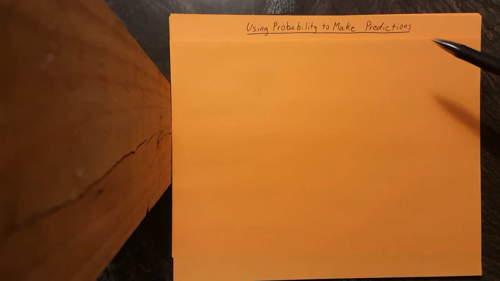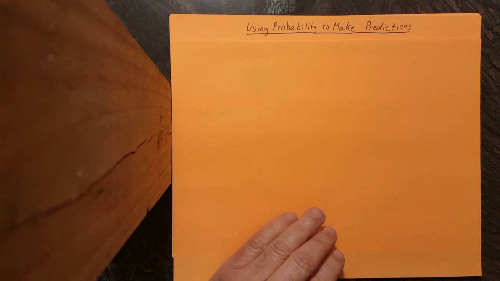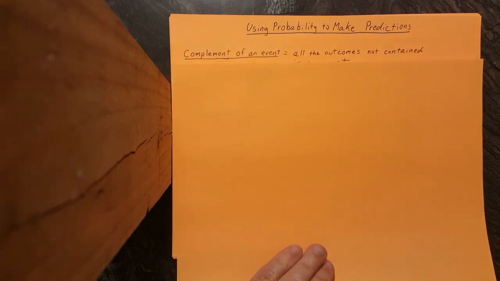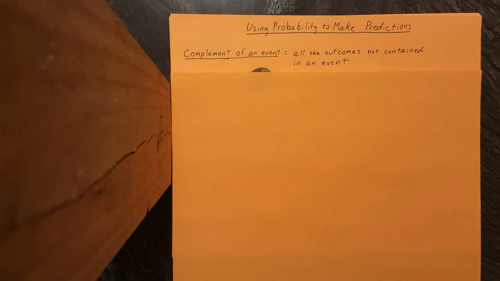Today, as you can see, we're going to use probability to make predictions. You should have your vocabulary notebook out and get ready to write your first definition. The first term we're going to define today is the complement of an event. So go ahead and copy that down, complement of an event.